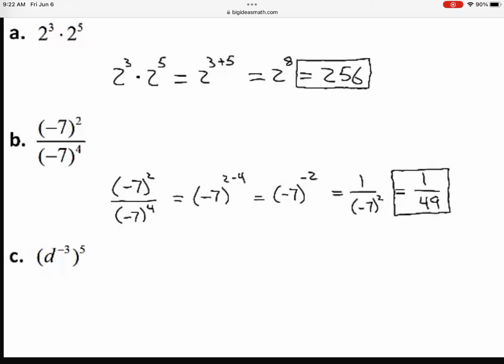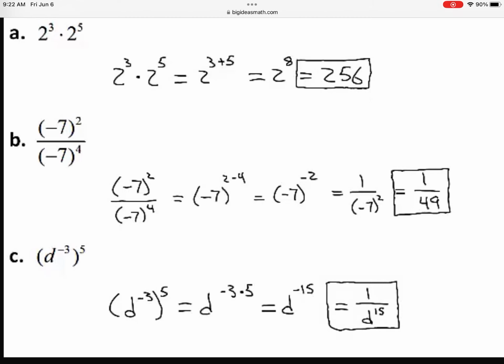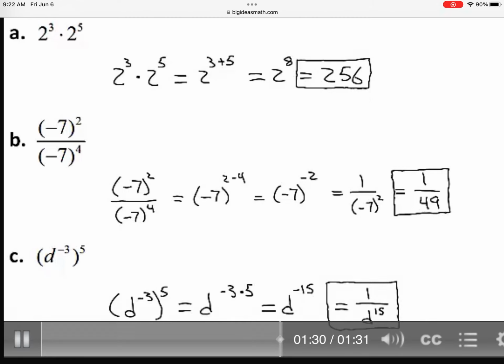d to the negative third power, to the fifth power. The power of a power property says that to find a power of a power, multiply the exponents. So d to the negative third power to the fifth power equals d to the negative 3 times 5 power, which simplifies to d to the negative 15th power. By the definition of a negative exponent, d to the negative 15th power is the reciprocal of d to the 15th power, or 1 divided by d to the 15th power.